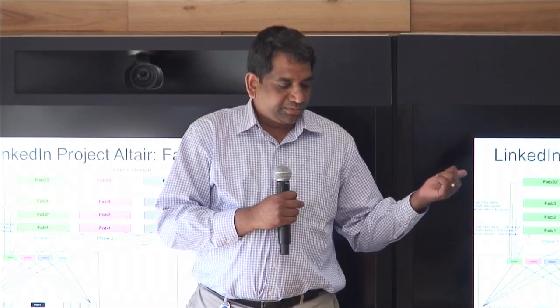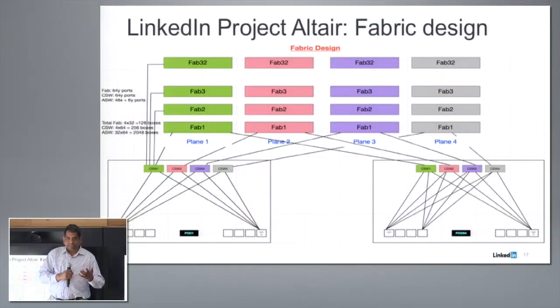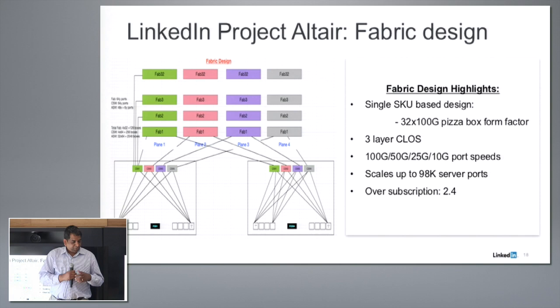This drawing is a 3-layer Clos network, very simple. It is designed to scale. As we go more and more horizontally, in the sense of more server connectivity, I can easily add more port capability. This entire network is capable of providing connectivity for close to 100,000 servers using a very simple, primitive device.